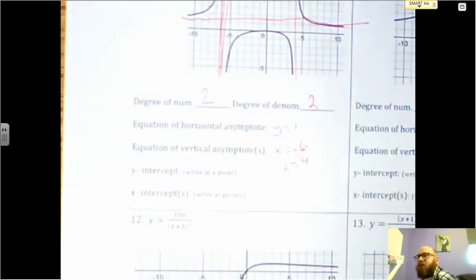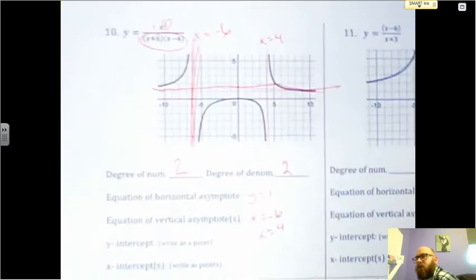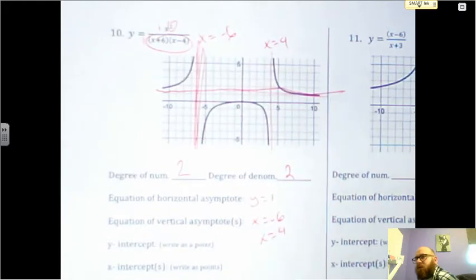Geez, the light here is just not as good as I want it to be.